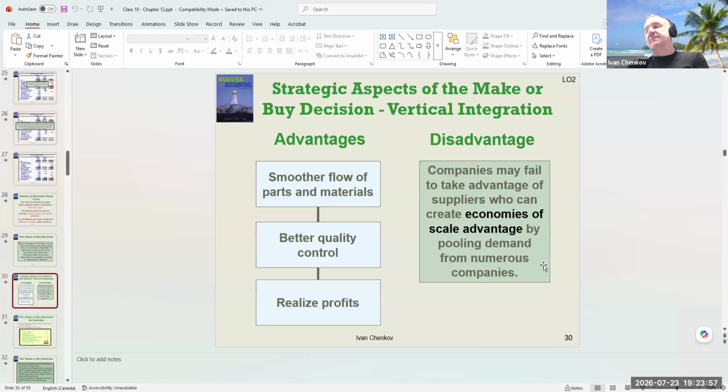So what are the advantages? If I'm doing everything by myself, I have a smooth flow of parts and materials. Why? Because I know my production cycle. I know where to make a purchase. I know how much to purchase. I can make everything smooth and nice. I can have better quality control. And all the profits are for me. Technically speaking, with outsourcing, you start sharing your profit with somebody else.